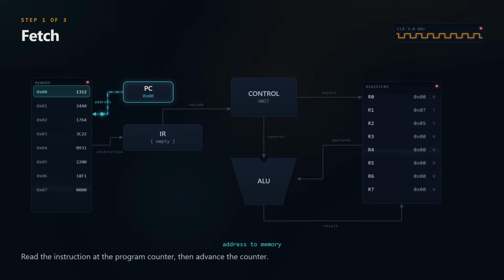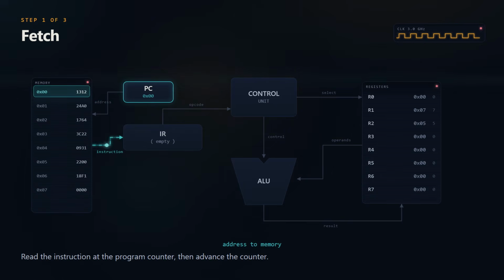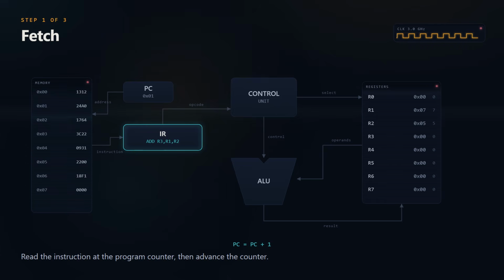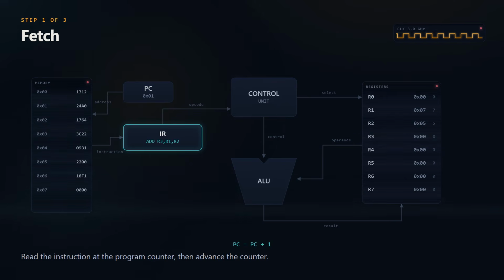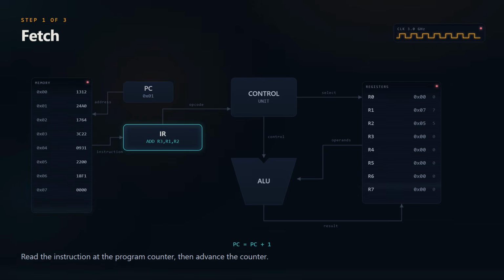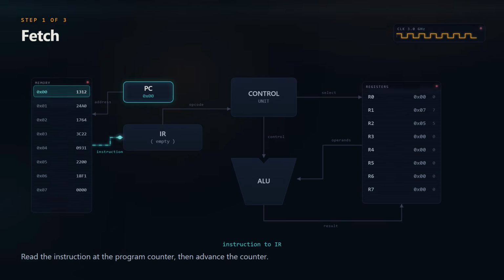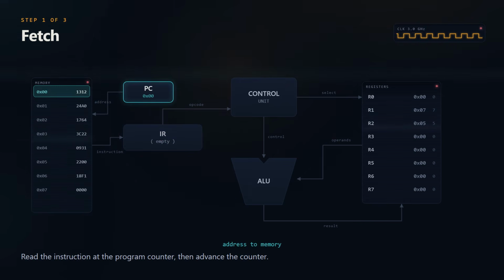Now the loop begins. Step 1 is fetch. The program counter holds an address. The processor sends that address to memory and says, "Give me what is in that slot." Memory hands back the instruction, and it lands in the instruction register. Then immediately the program counter ticks up by 1, so it already points at the next instruction. That is fetch. Go get the next instruction and take a step forward. Nothing has been done yet. We have only collected the order.